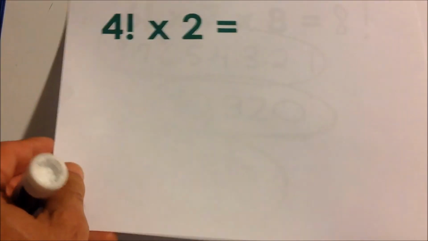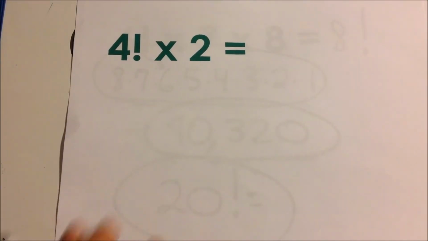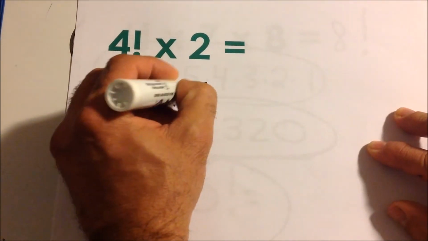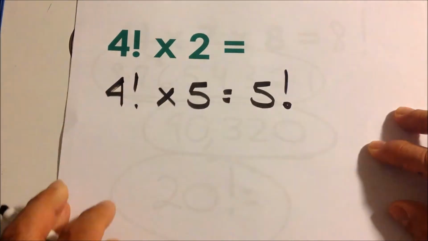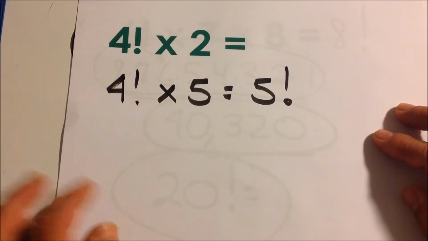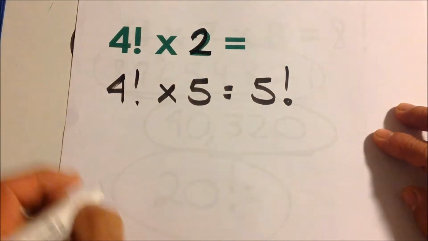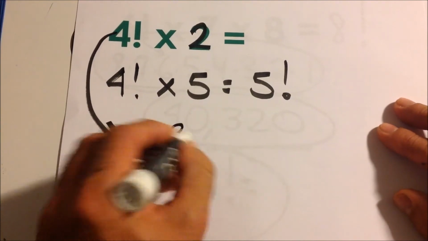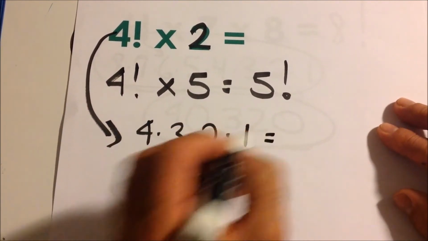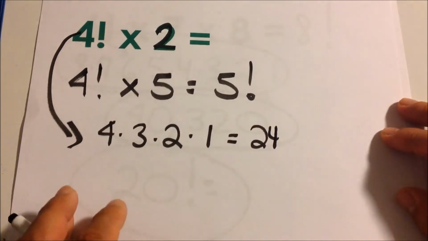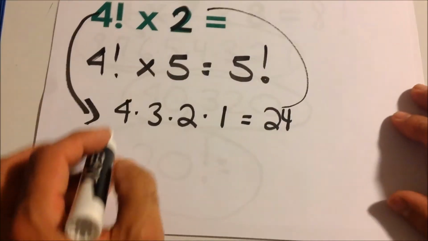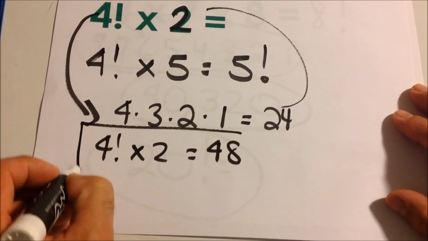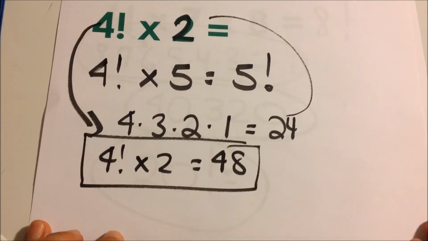Okay, so what about this one? This one's a little different. Before we do this one, remember, if I had 4 factorial times 5, it'll be 5 factorial. But 4 factorial times 2, 2 is a lesser number than 4. So with this one, you would say, well, 4 factorial is 4 times 3 times 2 times 1. So we have 24. So what's 24 times 2? So 4 factorial times 2 would be 48. You just multiply whatever answer you got.